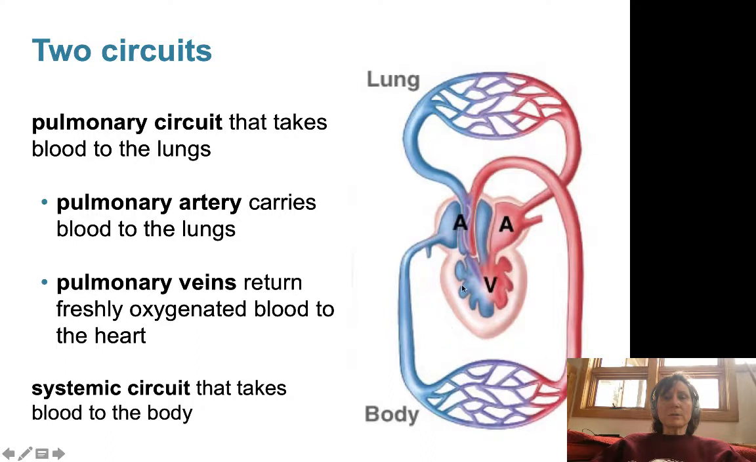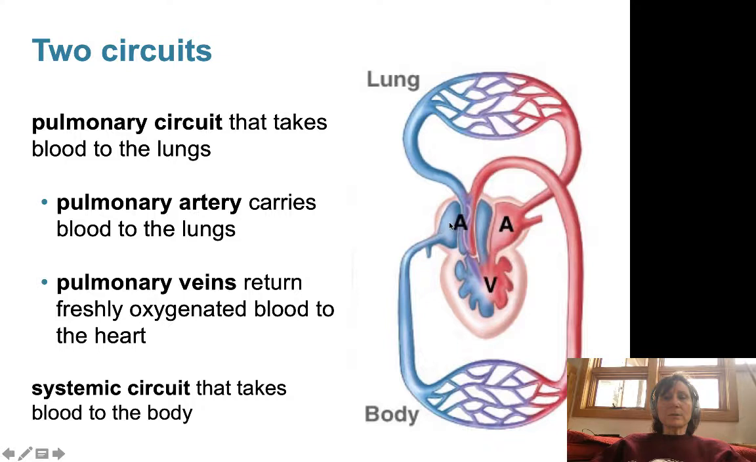So let's keep it straight, by the way. Arteries go away from the heart, veins come back. So you're going to have an artery that's going to go out to the lungs. You're going to have a vein that comes back to the heart. You're going to have an artery that goes out to the body and veins that come back to the heart.